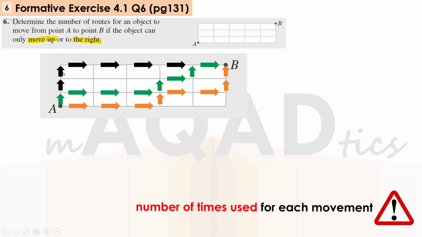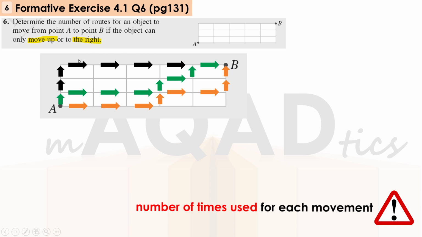Okay, example, let's say you go to the black scenario, you can see that when I go up, it is by 3 times only, which is similar to the green and the orange scenario. If you realize, we only go up by 3 times. 1, 2, 3. 1, 2, 3. Same goes to when we are going to the right.